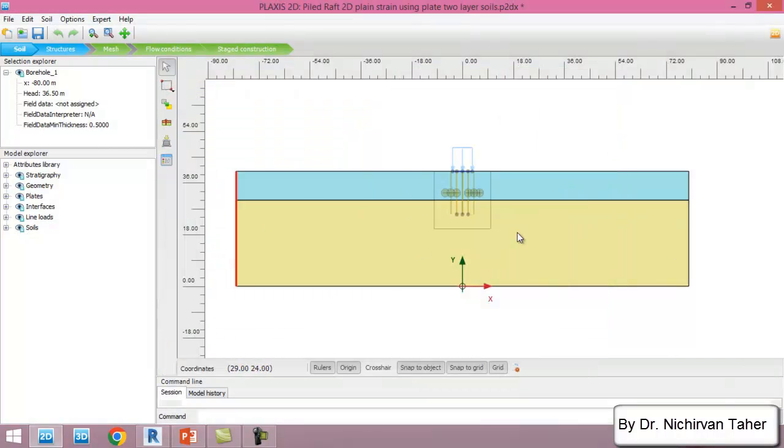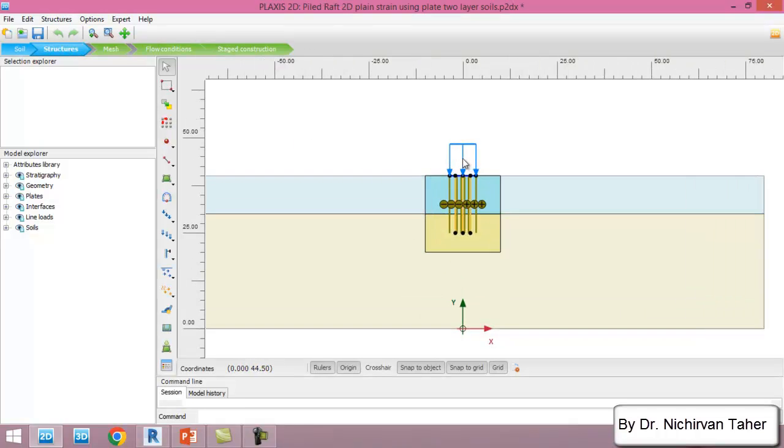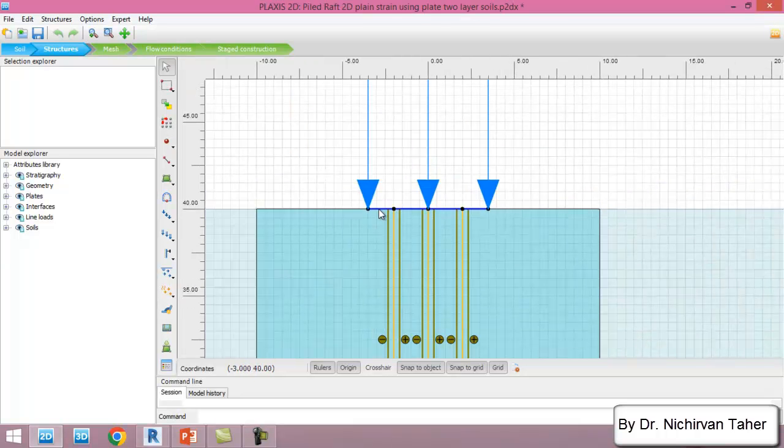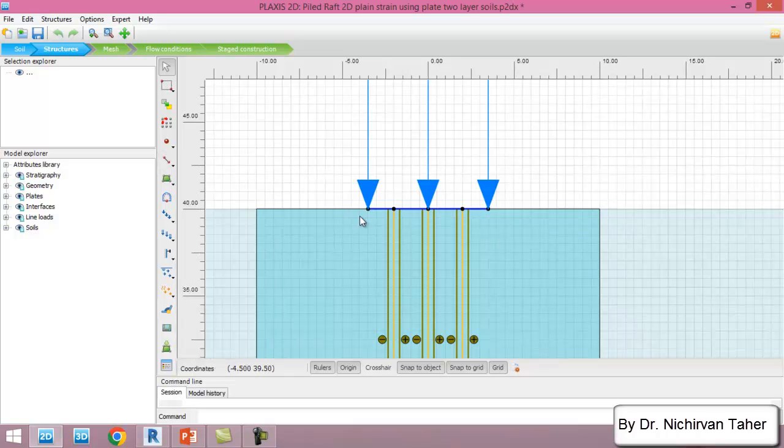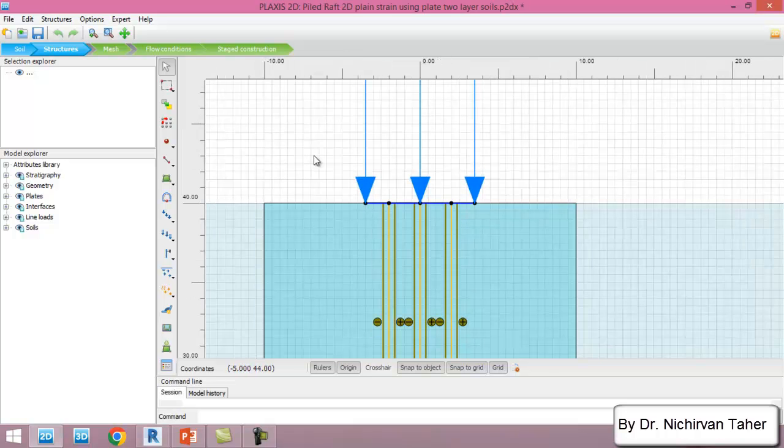So after defining the soil geometry and boreholes and defining the soil material for the first layer and the second layer and assigning the soil material to the borehole, then we proceed to the structure. In structure mode we define the raft as a plate. Here we can go to create line and create plate. So we created the plate here. The plate coordinates are minus 3.5 by 40, 3.5 by 40, which means the length of the raft is 7 meters.